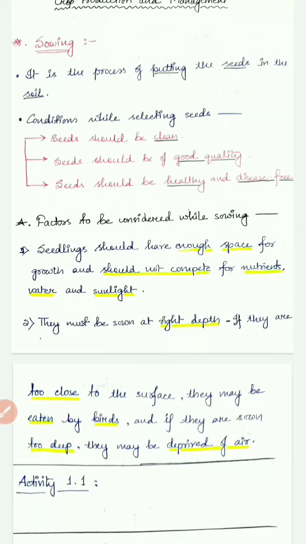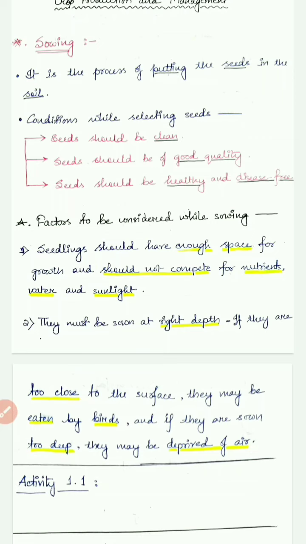So what do you mean by sowing? Sowing is the process of putting the seeds in the soil. After preparing the soil, we will put the seeds in the soil. In your book also they have given the definition: sowing is an important part of crop production. It is very important for crop production. Without the seeds, no crop production will be possible.